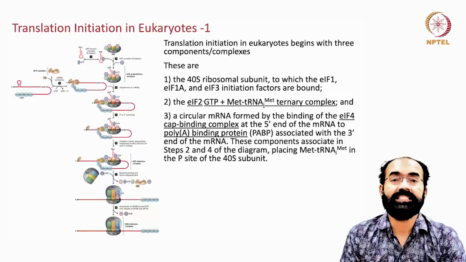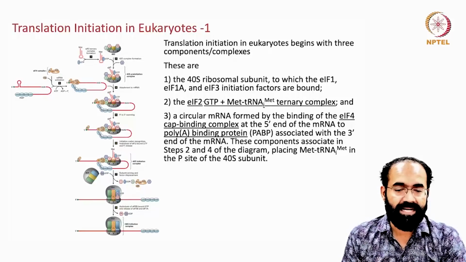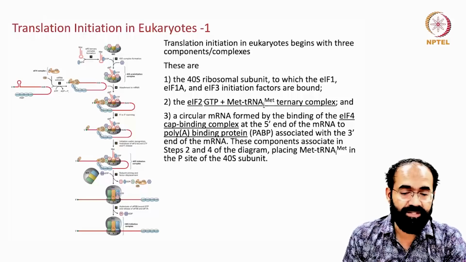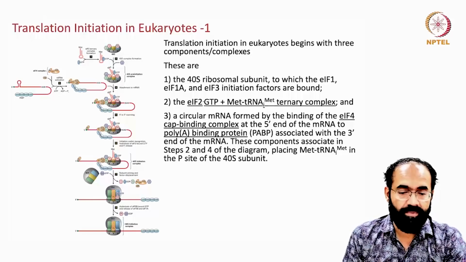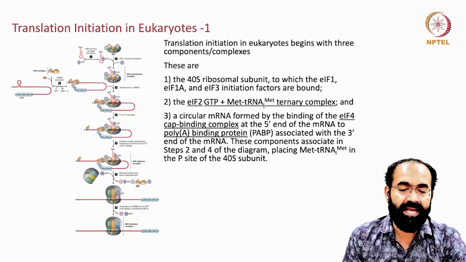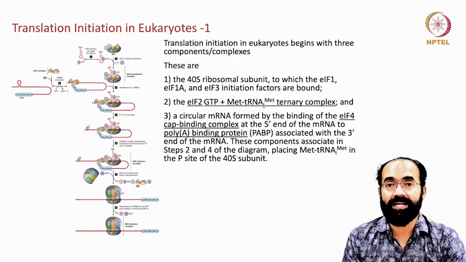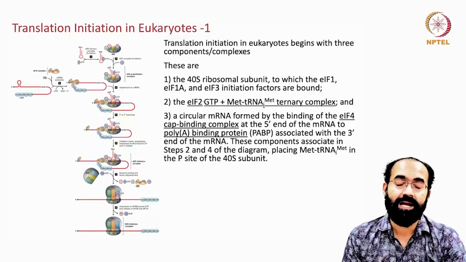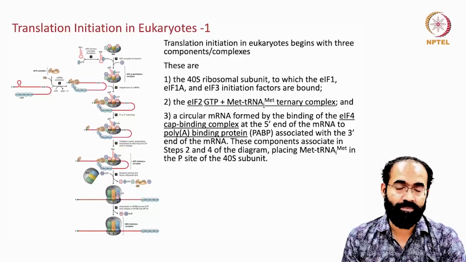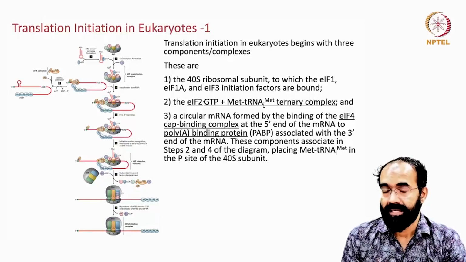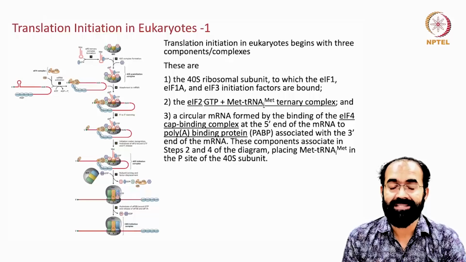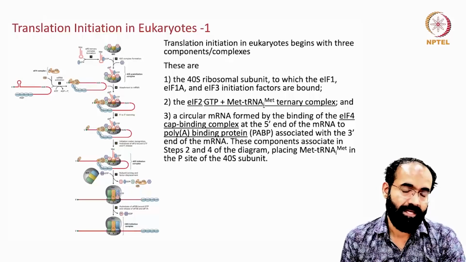So, translation initiation in eukaryotes, stage 1. Translation initiation in eukaryotes begins with three components or complexes. The first one is the 40S ribosomal subunit, to which the eIF1, eIF1A and eIF3 initiation factors are bound. You may remember that as soon as an mRNA comes to the cytoplasm through the nuclear pore complex, we have discussed that the cap binding protein is replaced by eIF in the cytoplasm.